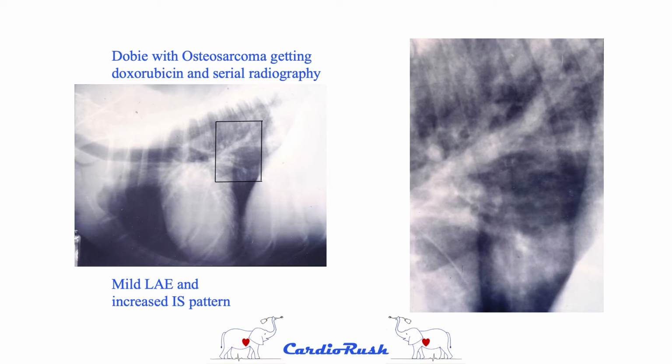This is a later point in time. The heart is a little bit bigger. The left atrium has become enlarged, and the pulmonary vein is getting just a little bit big as well, where it plugs into the back of the heart. And there's a mild increased interstitial pattern on this picture compared to the prior radiograph.